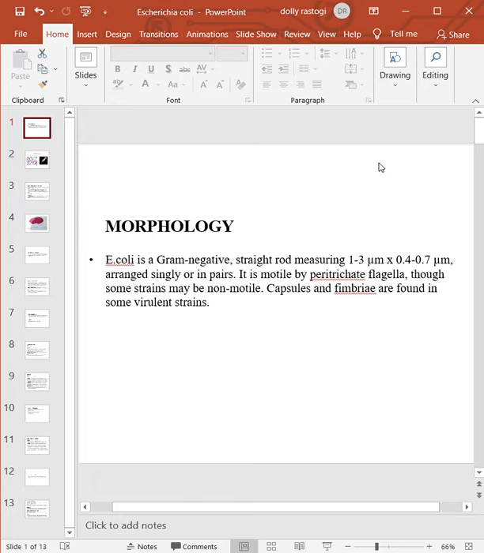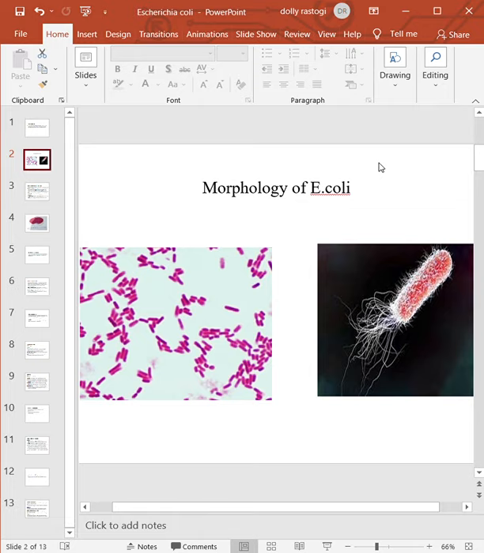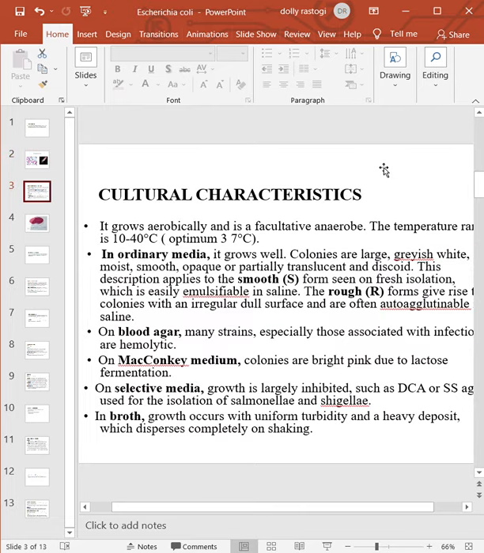The capsule and fimbria are also found in the virulent strains. What are the virulent strains? Those strains which cause disease. Now, as you can all see, this is a picture of gram-negative bacilli and it is E. coli. Now coming to the cultural characteristics.